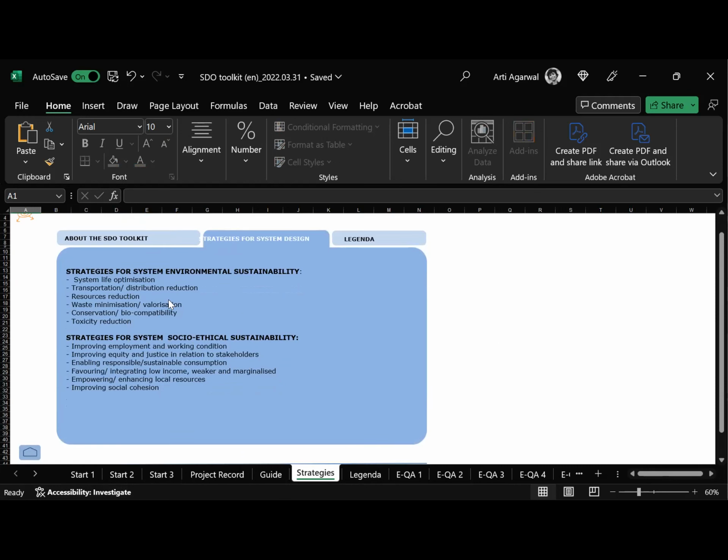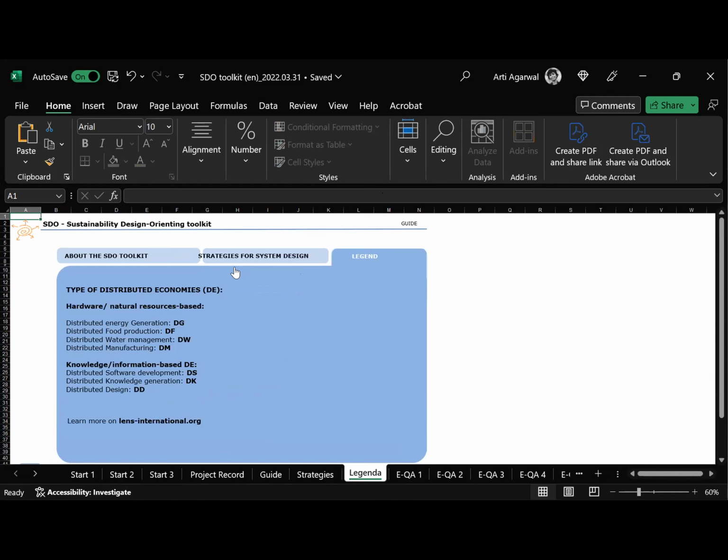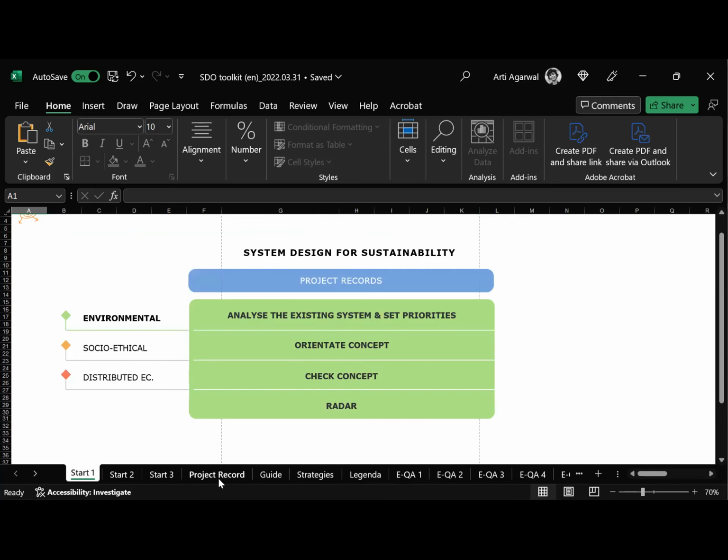This tells you what the strategies are. There are 6 for environmental and 6 for socio-ethical. And these are some of the shortcuts, short forms he has used. He's given the details of that. So this is basically the SDO toolkit. It's not complicated. It is pretty simple and straightforward if you know what we are trying to do and how we are going about it.